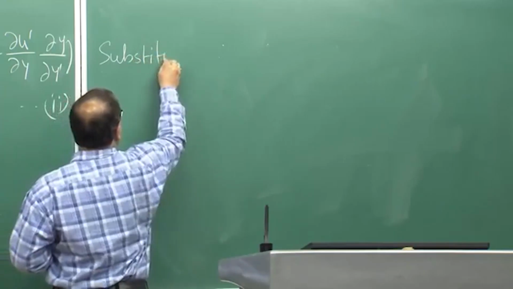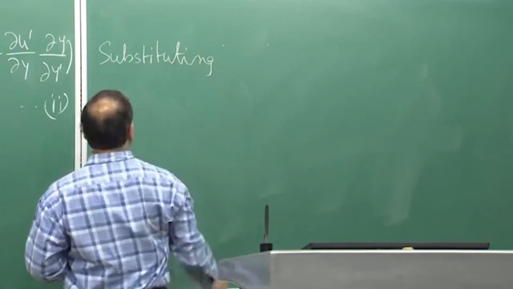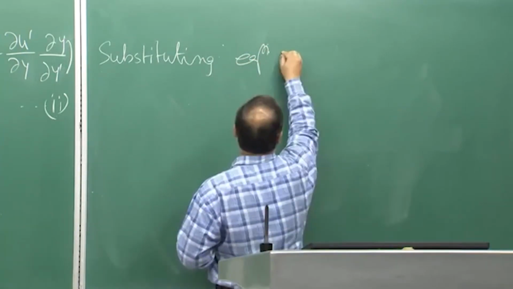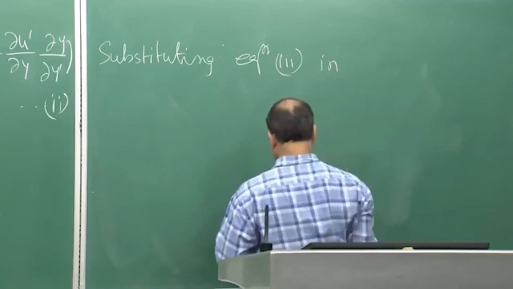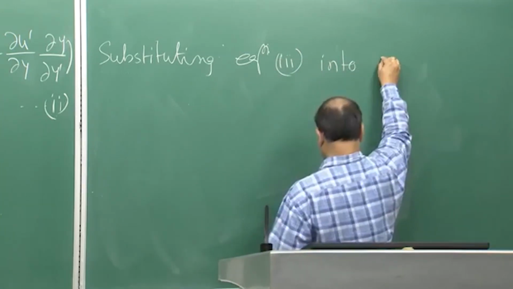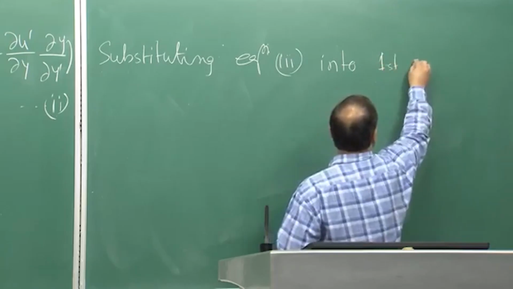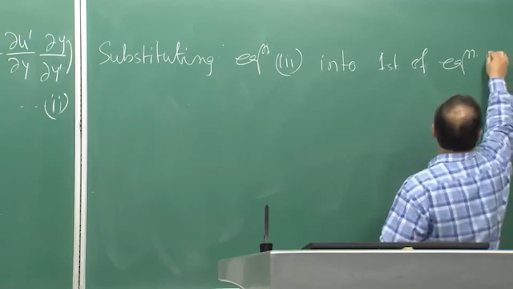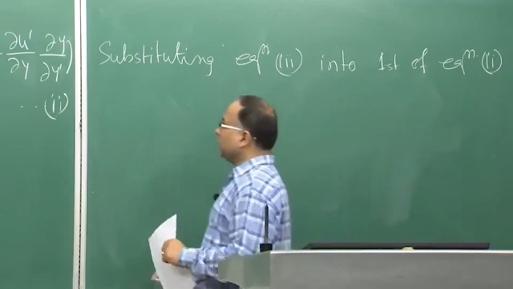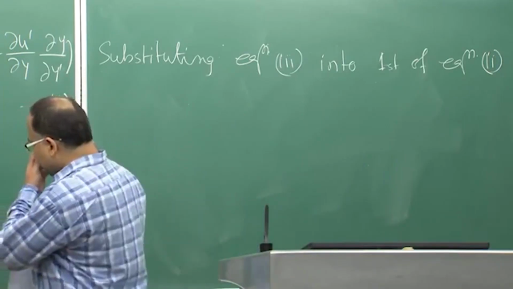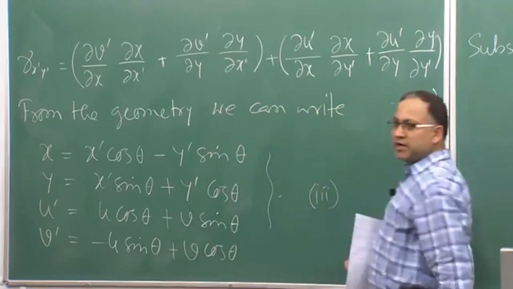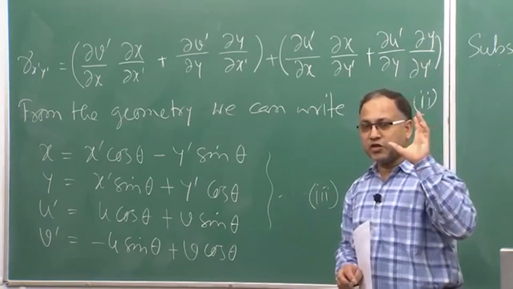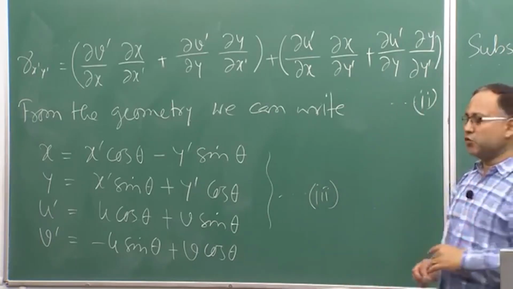Okay. So, now substituting equation 3 into first of equation 2. If we substitute equation 3, whatever expressions we are getting, we are substituting that in first of equation 2, that means the expression of epsilon x prime, by following the chain rule.